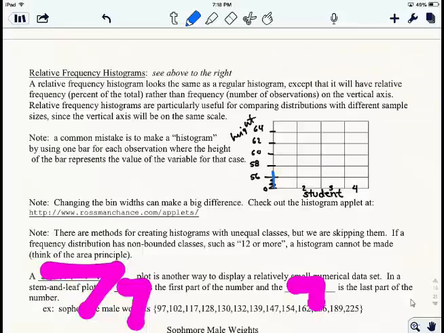We could also do a relative frequency histogram, and it happens to look the same as a regular histogram, except that it will have relative frequency, which is the percent of the total, rather than frequency, number of observations, on the vertical axis. Relative frequency histograms are particularly useful for comparing distributions with different sample sizes, since the vertical axis will be on the same scale.